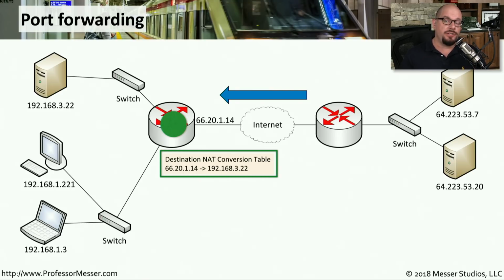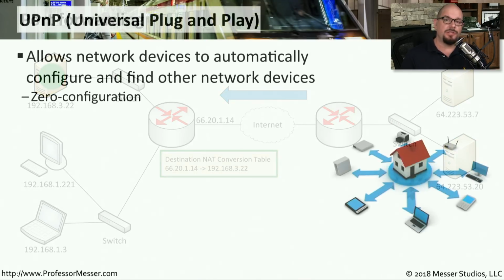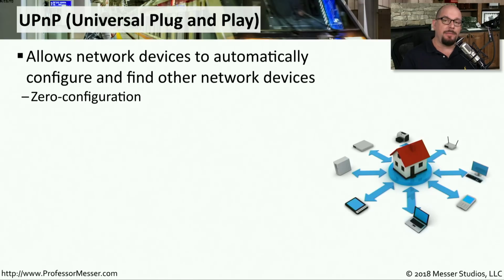The router then changes the destination IP address, and that traffic makes its way to my internal server. Many SOHO routers allow you to make dynamic configuration changes using UPnP. This is Universal Plug and Play. This means that other devices on your network can automatically configure your SOHO router and make changes to the configuration at any time. We sometimes refer to this as zero configuration.